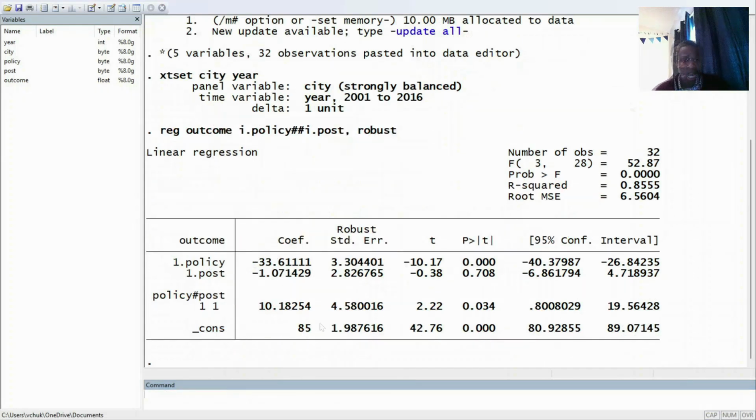Now, what does this mean? What does matter, however, is post policy. This 10.18, and this says that London City price level increased due to the policy. So this is the causal effect of that policy. So prices rose by 10.18 on average, more than they would have done without the policy.